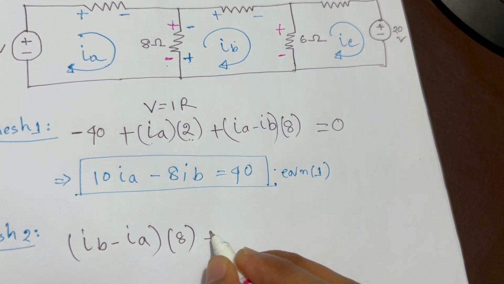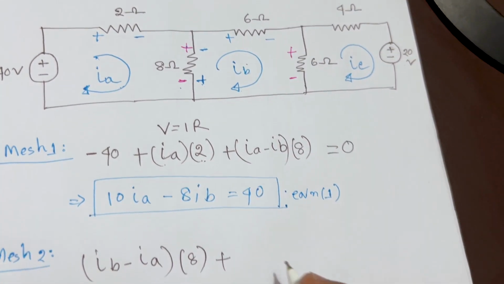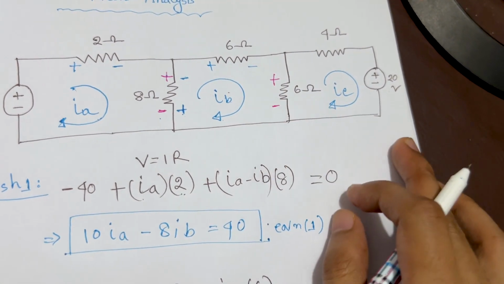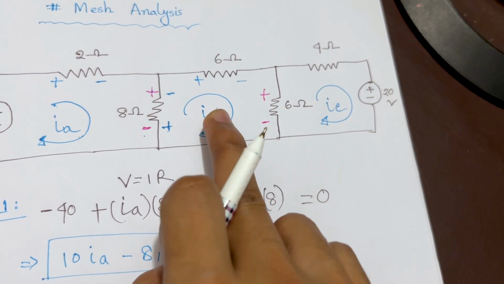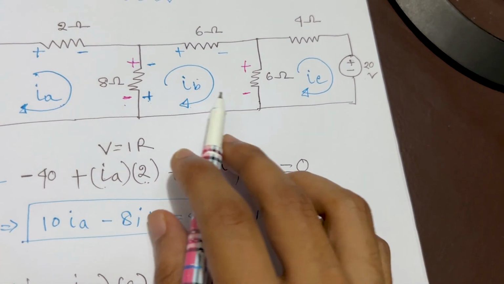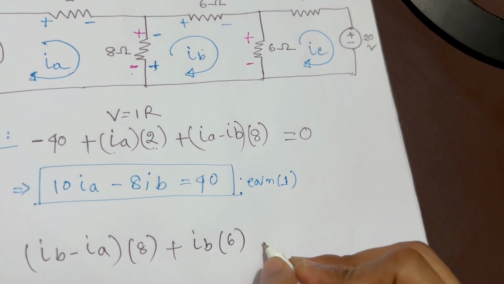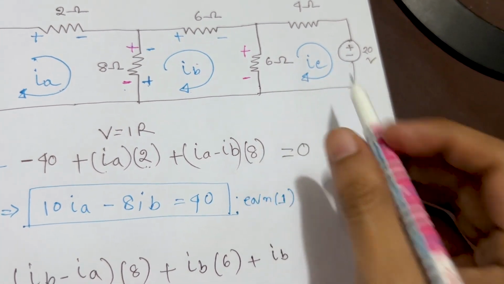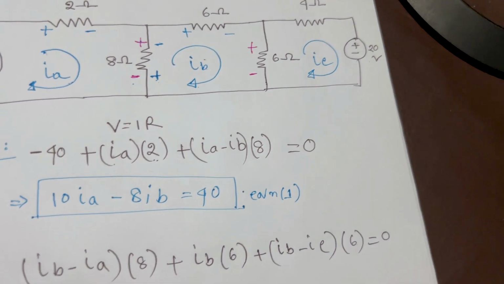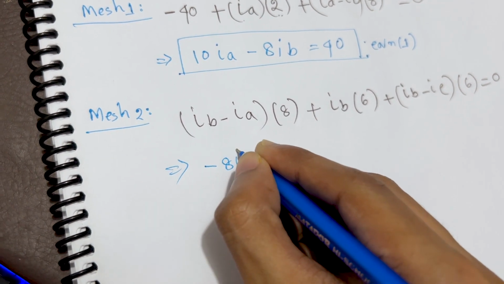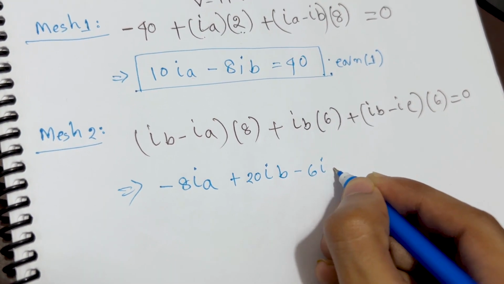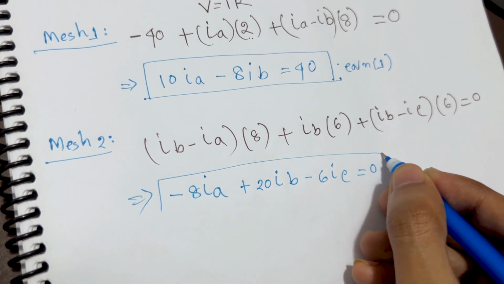Okay, and then we need to work with this 6. There is no problem here. 6 times IB. So IB times 6. And then we need to work with this 6 ohm resistor. But the 6 ohm resistor is between IB and IC. IB is going from top to bottom, and IC is going from bottom to top. So as we are working with IB, it should be the leader. So IB minus IC times 6, total 0. So minus 8IA plus 20 IB minus 6 IC is equal to 0. This is our equation number 2.